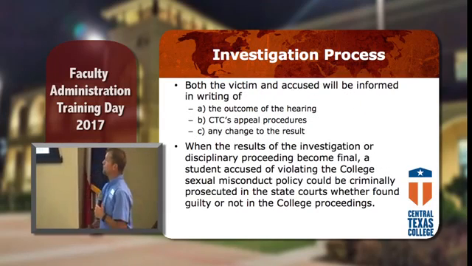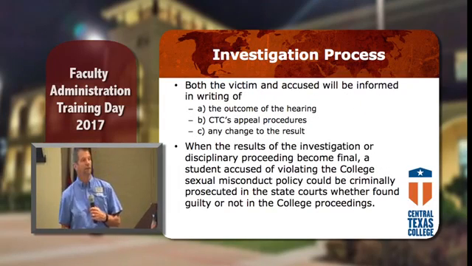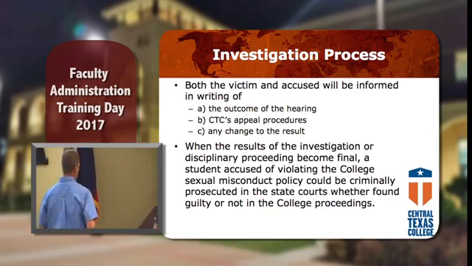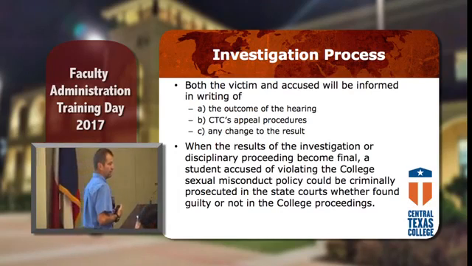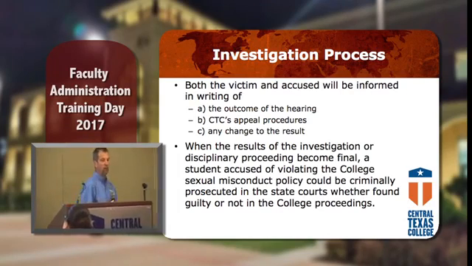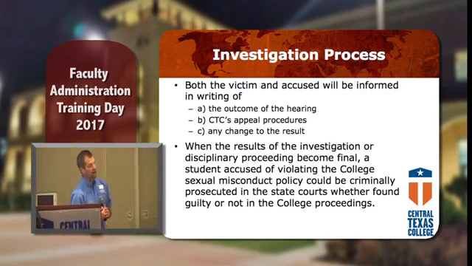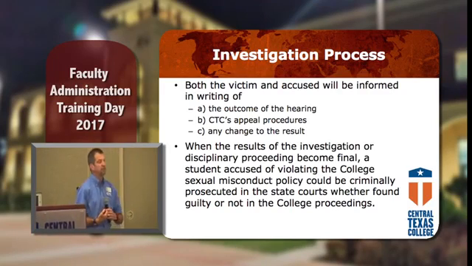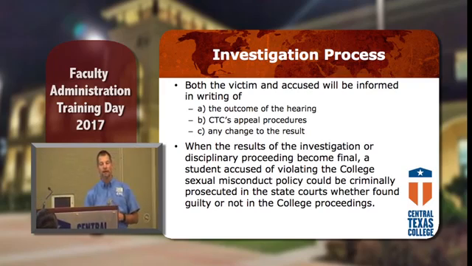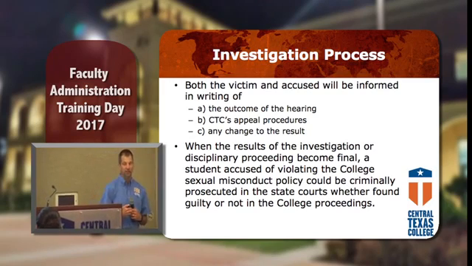Both the victim and the accused will be informed in writing of what's happened. They're going to be notified of what the outcome was. They're going to be notified of what CTC's appeal process is, because they both have the right to appeal, and they're going to be notified of any change to the results.